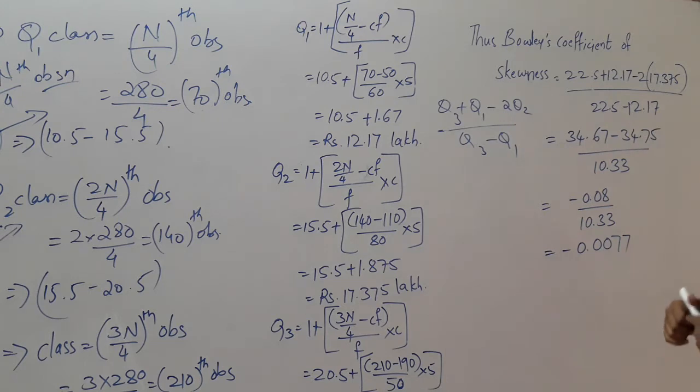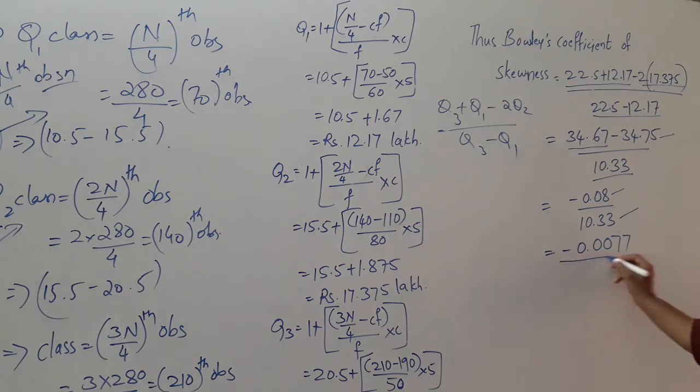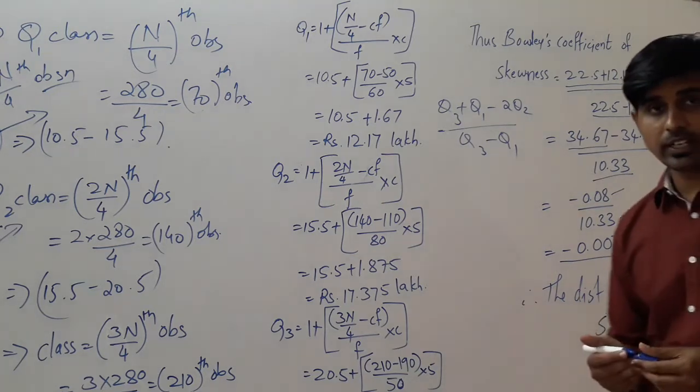Now how do we calculate this? First subtract this and write the answer here. Then multiply this and write. Add these two, you get 34.67. Subtract this, you will get minus, because this number is greater, minus 0.08, divided by, if you subtract, you will get 10.33. So minus 0.0077. Because this is minus, you have to write, therefore the distribution is negatively skewed.